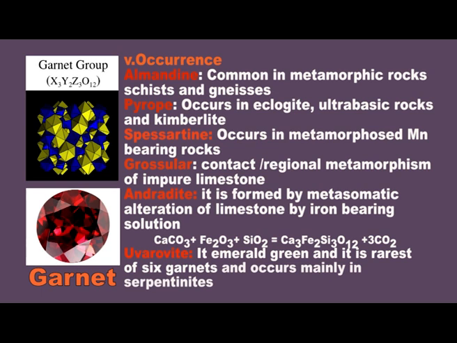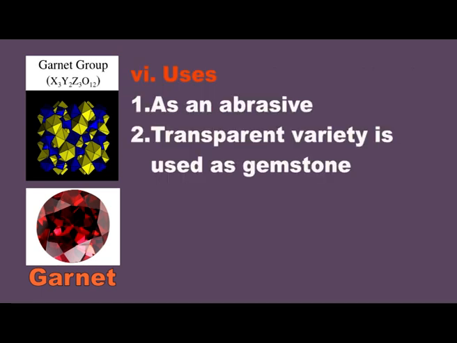3CaCO3 plus Fe2O3 plus 3SiO2 give rise to Ca3Fe2Si3O12 plus 3CO2. Uvarovite: it is emerald green and the rarest of the garnets and occurs mainly in serpentinites. Uses: as an abrasive. The transparent variety is used as gemstone.